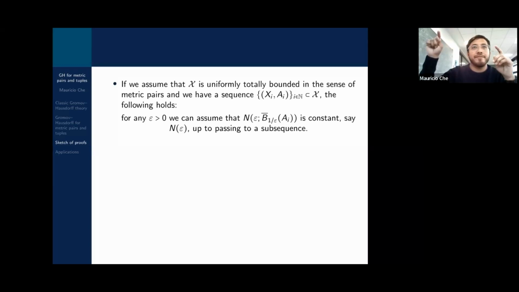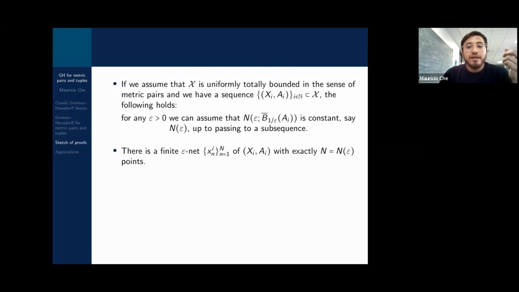So if we look at the sequence and at these covering numbers associated to epsilon and these balls, we have an infinite number of elements in the sequence for which these covering numbers can only take a finite range of values. So there is at least one element in that finite set of integers that repeats infinitely often. So we can pass to a subsequence where that number is constant. And we call that number n epsilon, because again, it only depends on epsilon.